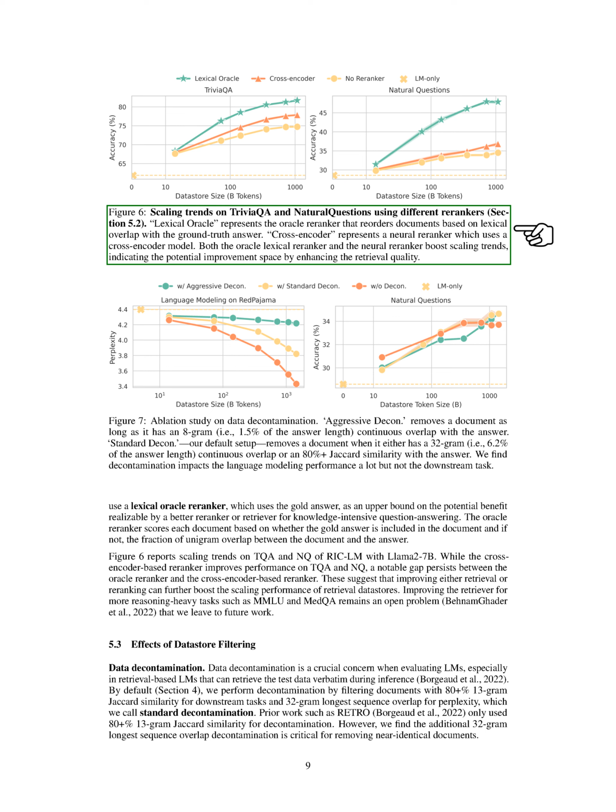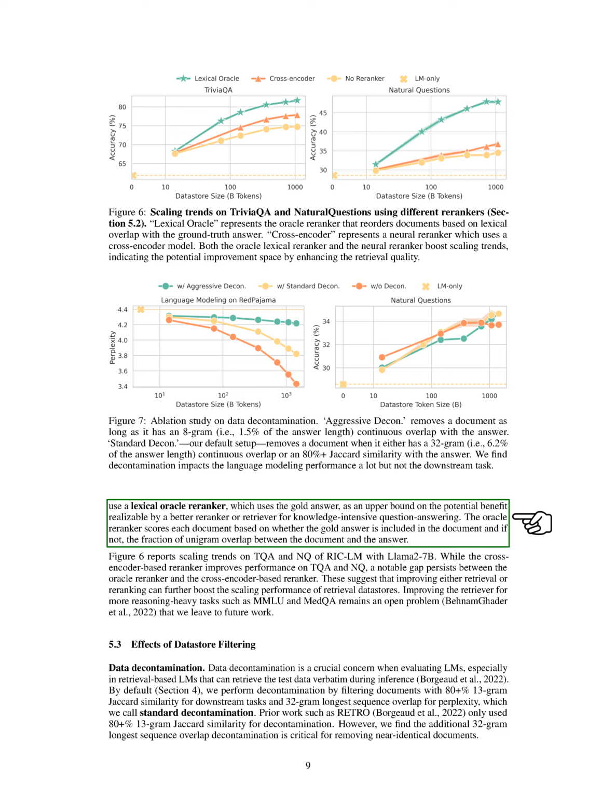We utilize a cross-encoder re-ranker that evaluates a combination of a query and document to produce a similarity score. We chose a specific cross-encoder model trained for passage ranking. Additionally, we employ a lexical oracle re-ranker, which uses the correct answer to set an upper limit on the potential benefits of a better re-ranker or retriever for knowledge-intensive question answering.